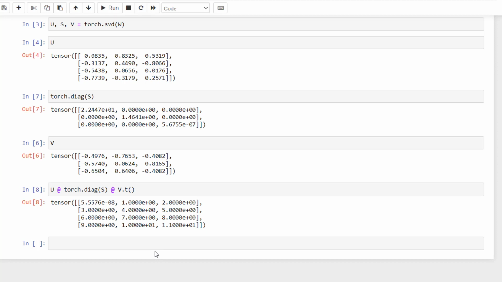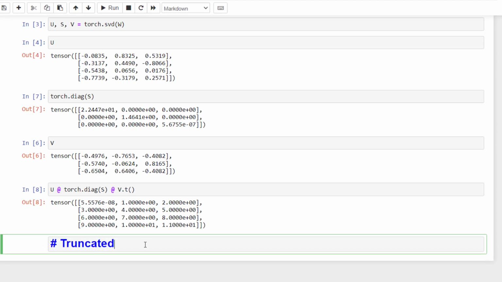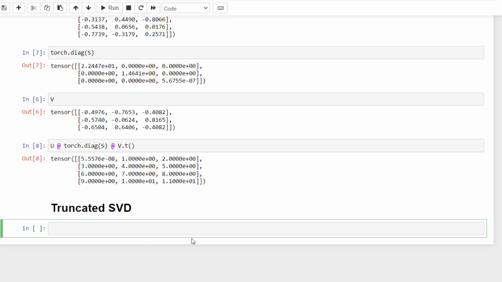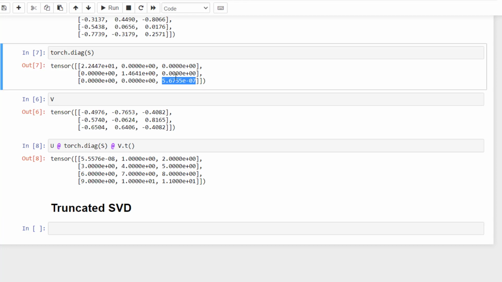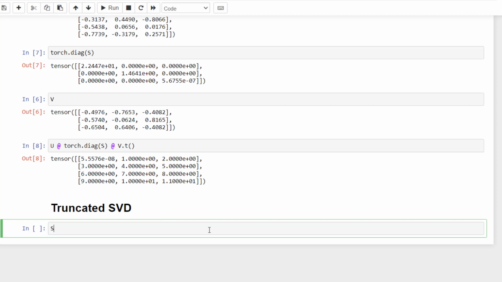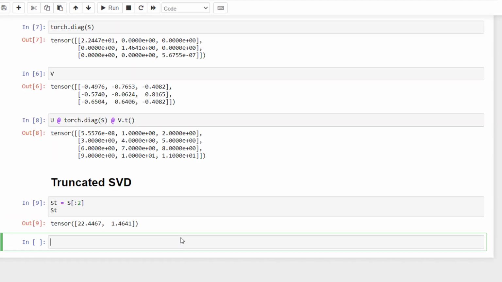But next, we want to see how truncated SVD works. So I label this section as truncated SVD. And in truncated SVD, we say that we have 3 singular values, but when we take a look closely, we see that the last one is a very low value. It is actually very close to 0. So we can say that S_t is the first two values. So we select t as 2 and we say S_t is S from the first until 2. And if we print it, we see that we just select the first two values.